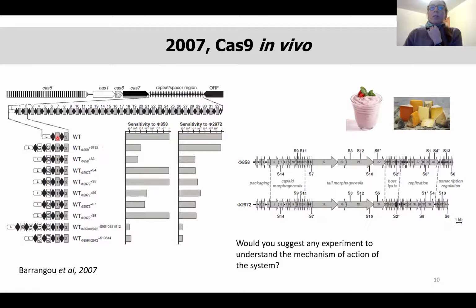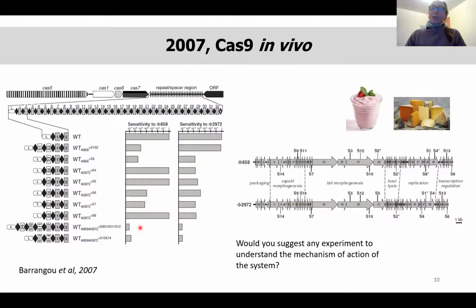Compared to bacteria that do not contain the spacer, the bacteria containing the spacer are more resistant to the phage. This was published in a Science paper in 2007. It was the first paper where Cas9 and CRISPR activity was demonstrated in vivo, and they noticed the phenomenon.